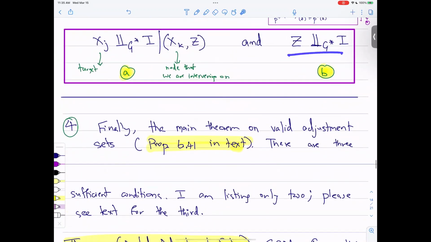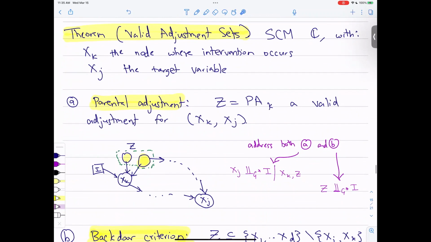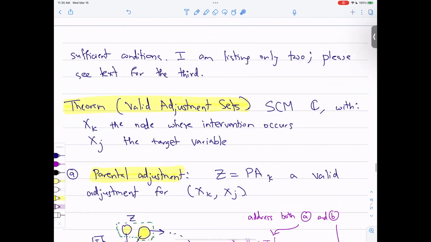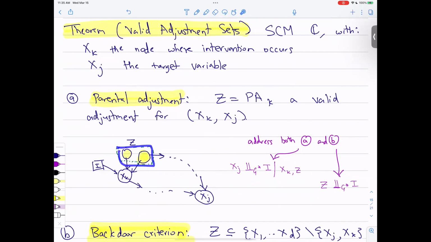We want to check Z and I are D-separated without any condition. So I want to argue this and this are independent. That was one condition, and that's easy. They are D-separated because of XK, right? XK is a collider, and I has no parents, so we cannot go this way because there's a collider on the path. That part was clear, but the second part.